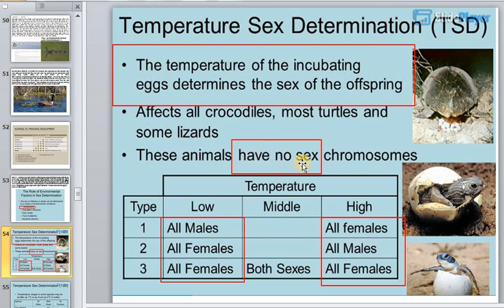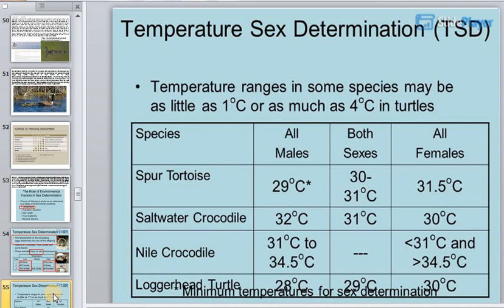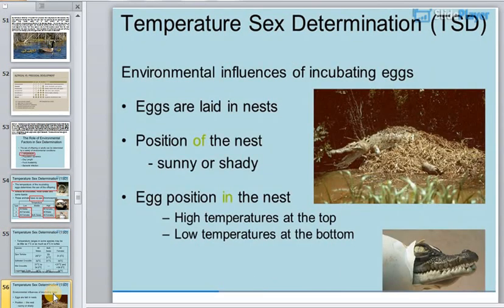You understand that these animals, like reptiles, don't have sex chromosomes. It depends on the temperature and one more factor. And here we see low temperature, all males in these kinds of animals, then males, females, females. At high temperatures it is different: all females, then males, females. And here we see these slides of sex determination, and we will discuss this now.